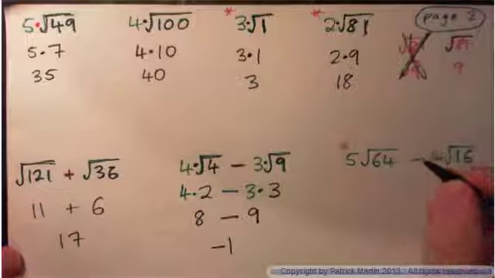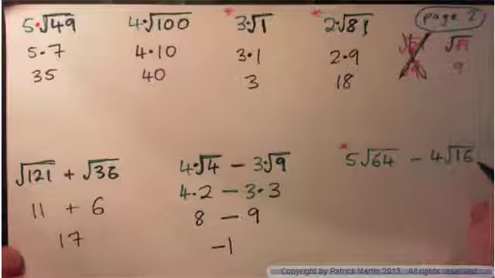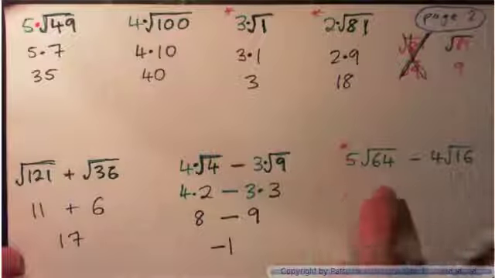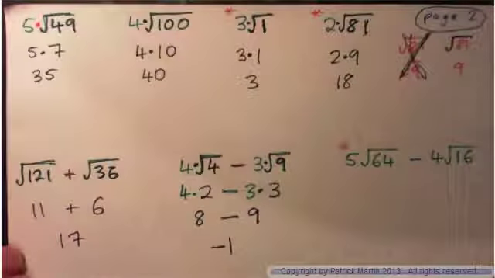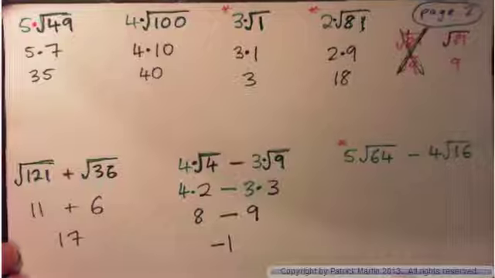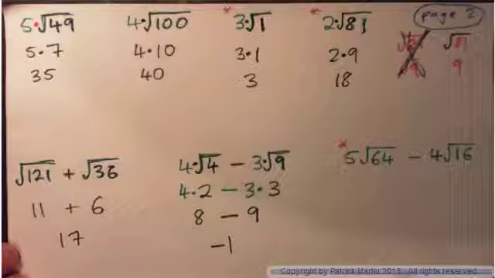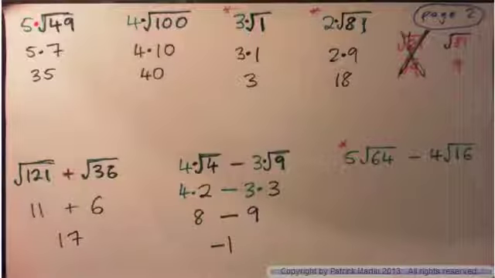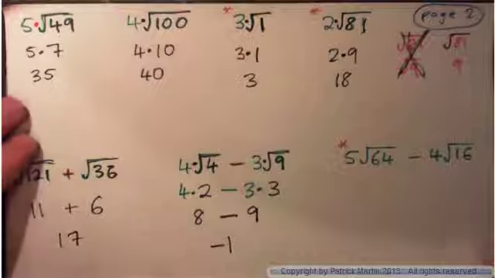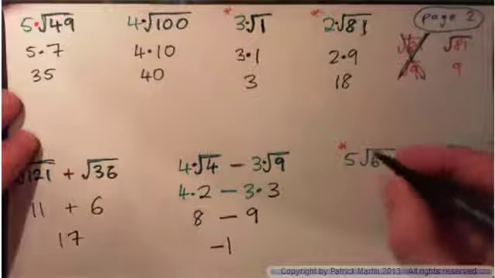Okay, 5 root 64 minus 4 root 16. Please press pause in the video and do this one yourself and see if you get the same answer as me. Give yourself lots of time. Take your time. Okay, I'm going to do it now. You ready? Hope you've tried it. Make sure you try this before you see me do it.